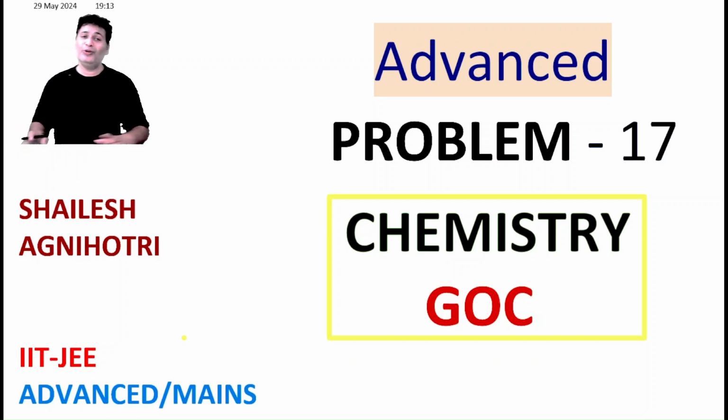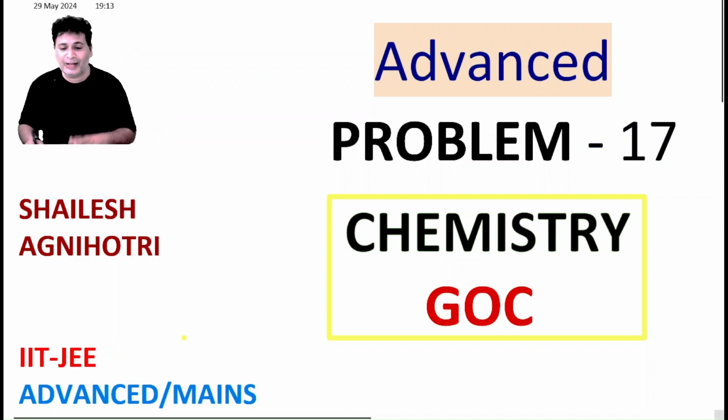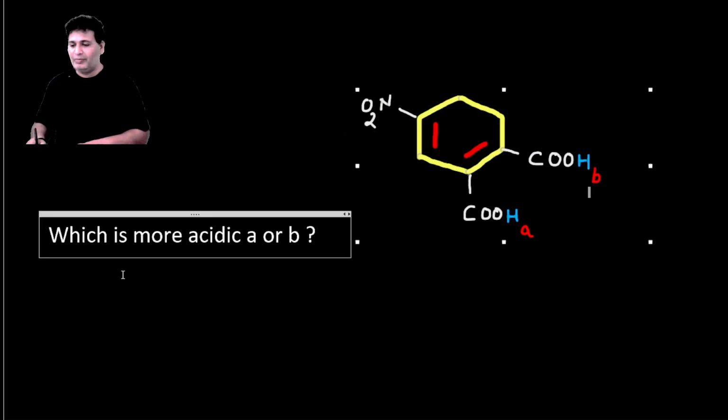Students, as you all know, the problem series is going on based on general organic chemistry. We have covered 16 problems and now it is the turn of problem number 17. Now let us straight away go and see what the problem is like.